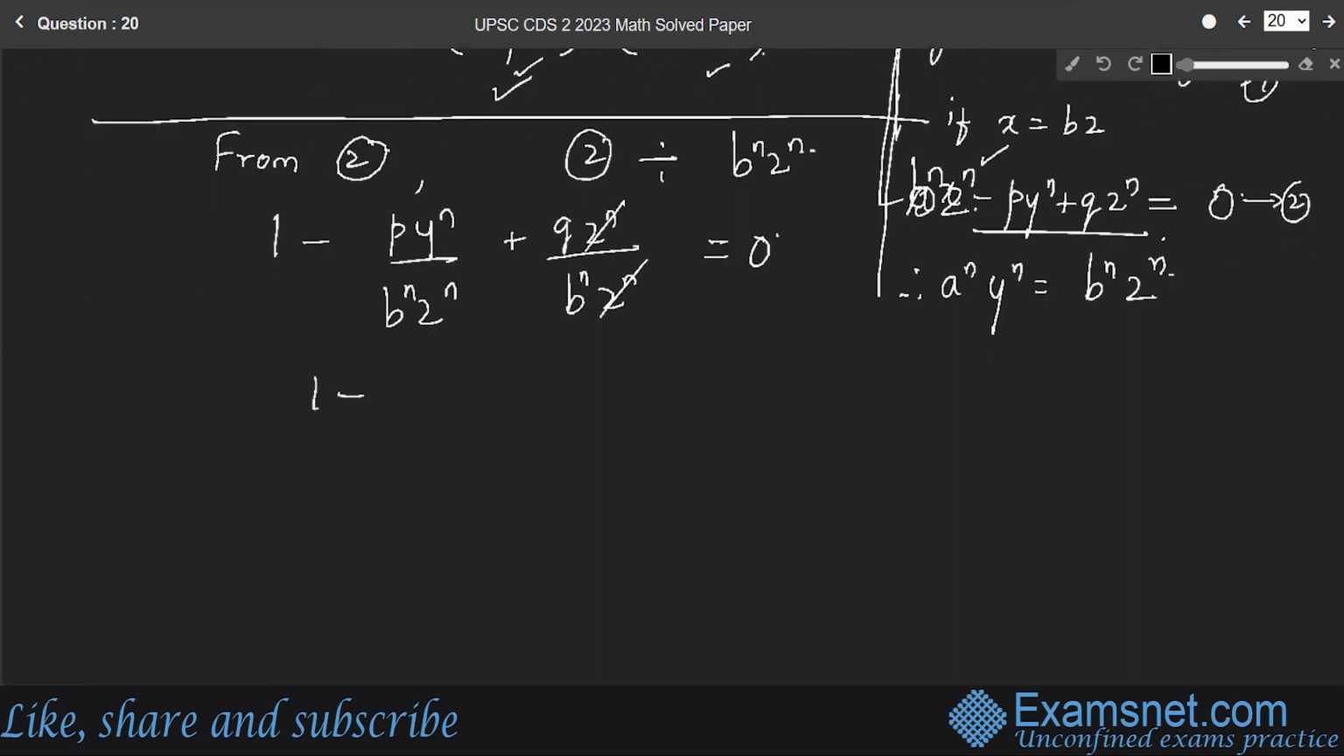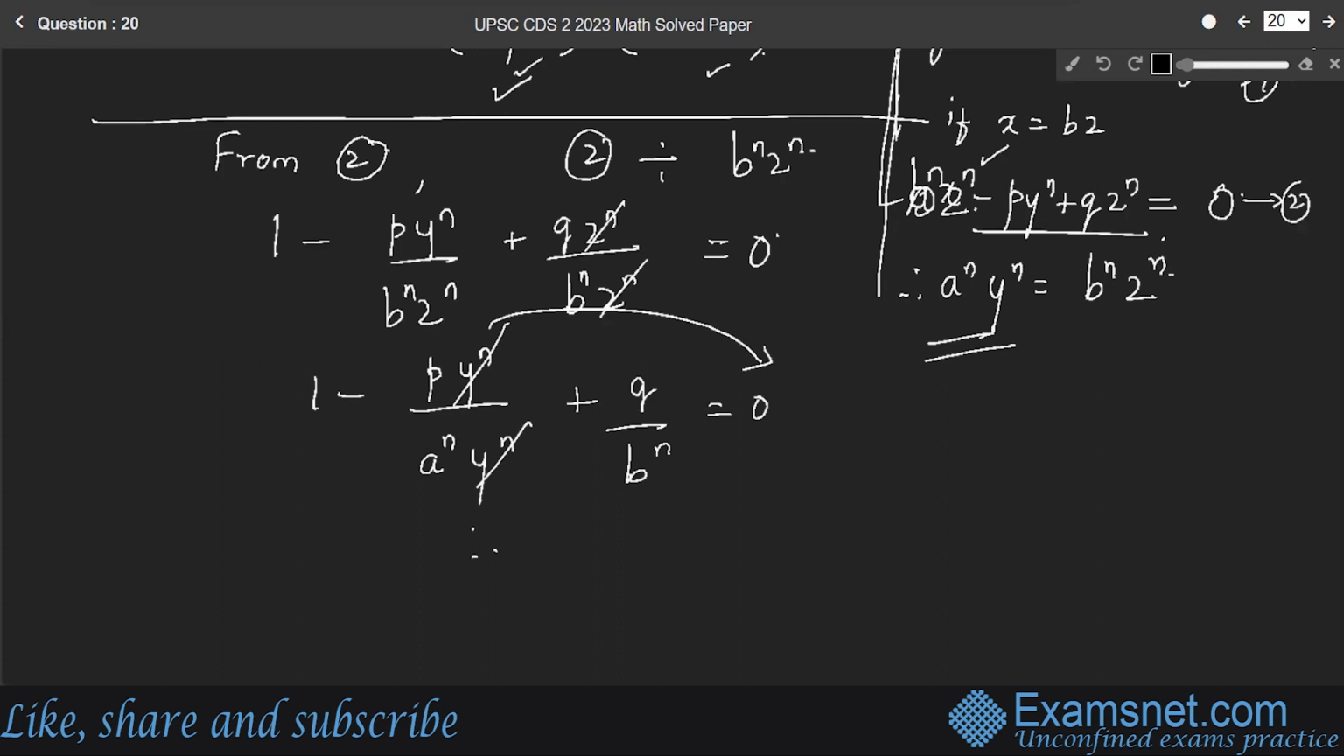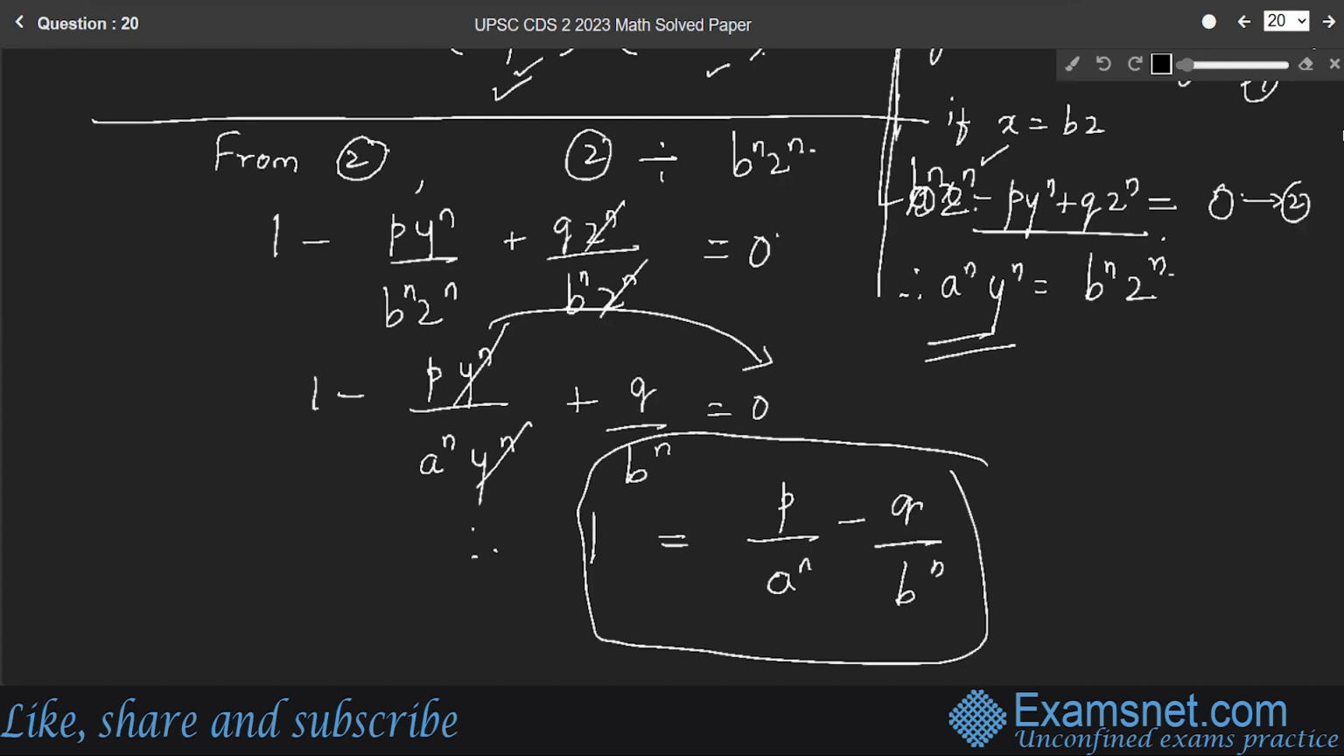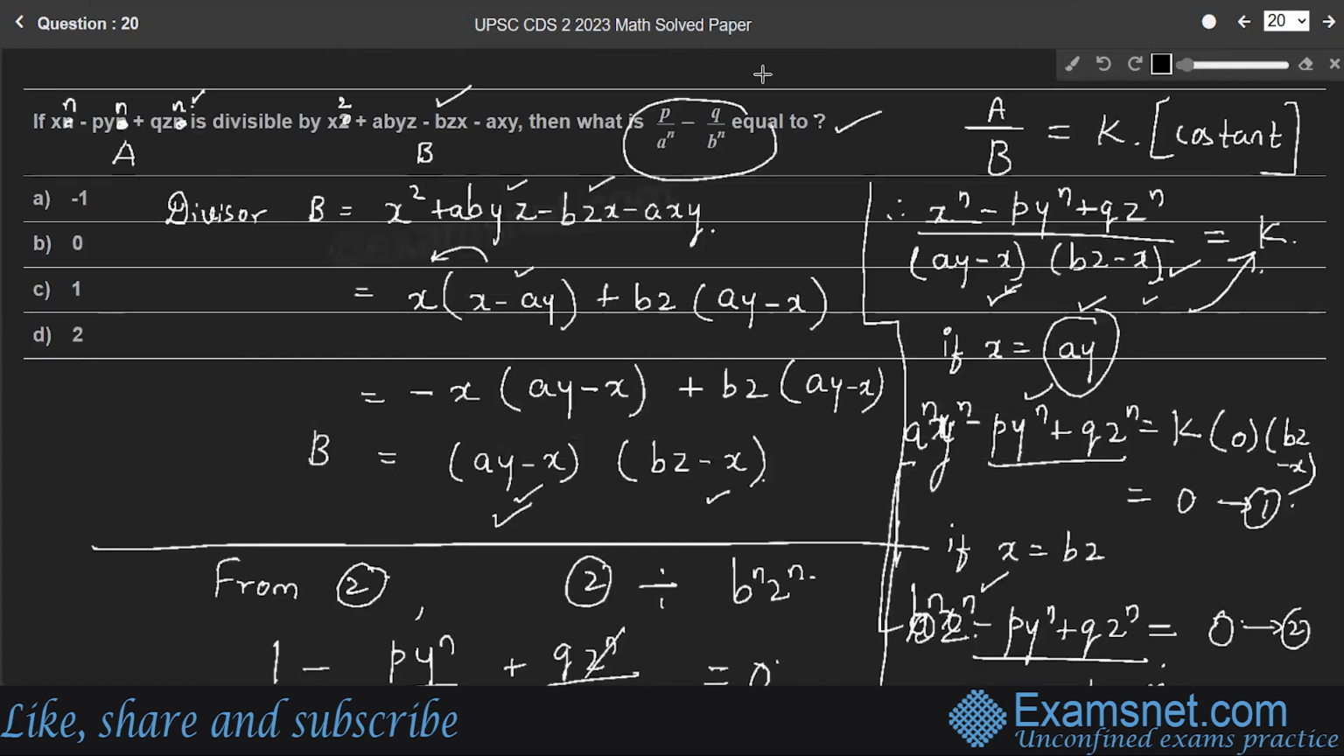Since b raised to n, z raised to n is a raised to n into y raised to n, we'll consider that py raised to n by a raised to n y raised to n plus q by b raised to n is equal to 0. Here we can cancel y raised to n and y raised to n. Therefore, 1 minus, take this p by a raised to n to the other side. So 1 is equal to p by a raised to n minus q by b raised to n. Right? Therefore, the value of p by a raised to n minus q by b raised to n is equal to 1, option C.